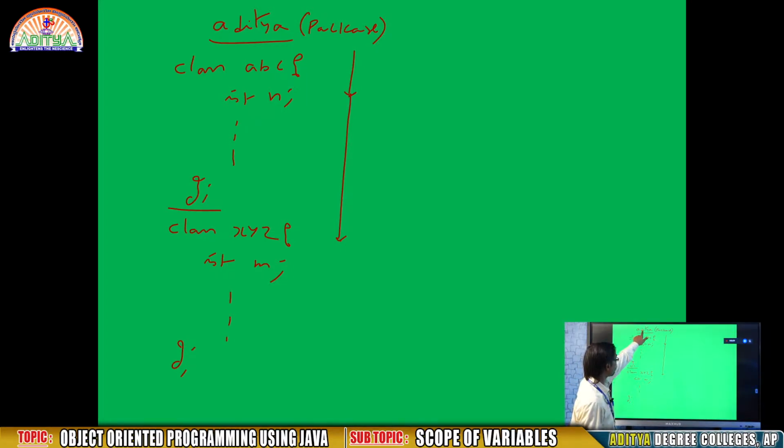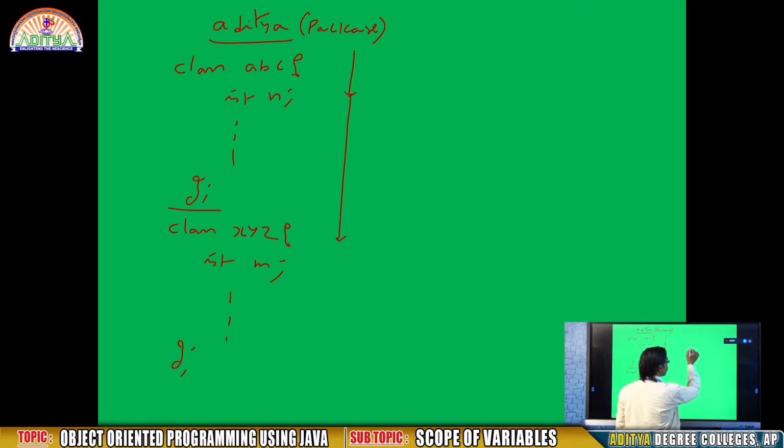Both these classes are available in a package named Aditya. Package is nothing but a folder. In Windows we say folder. Both these classes are available in a folder called Aditya. In a package or in a folder you may write any number of classes.